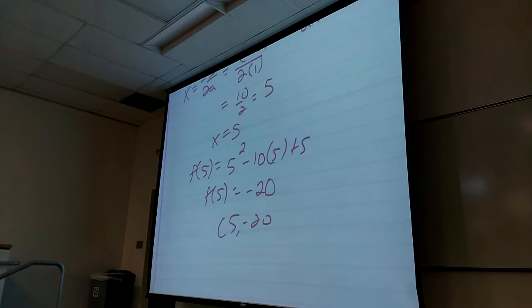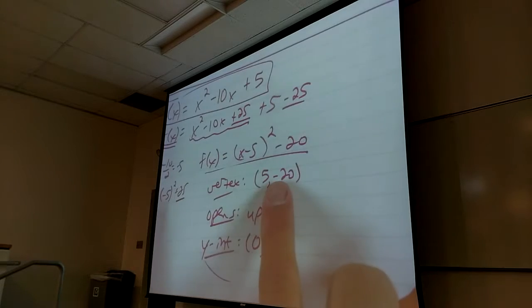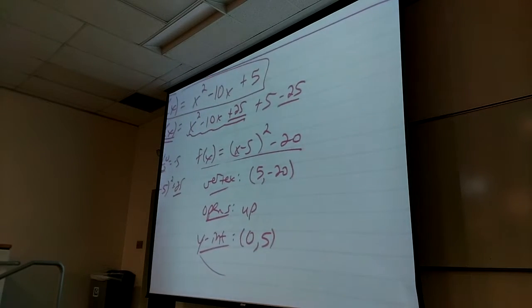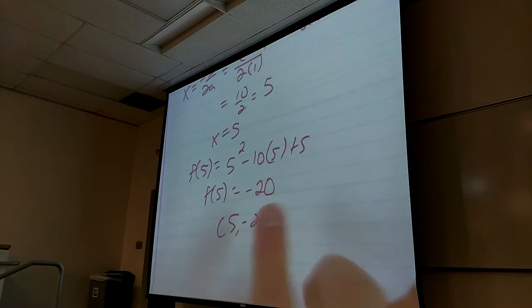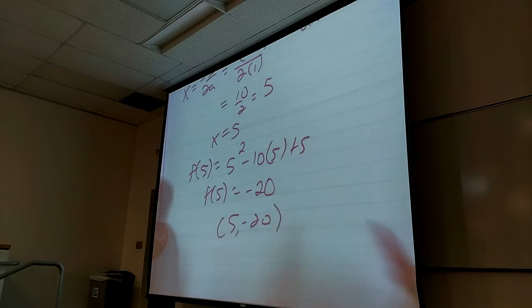What did we get for the vertex a minute ago? 5, negative 20. All right. So it's just a shortcut method to get the vertex. You don't have to put it into standard form unless they tell you to. If they just say find the vertex, screw standard form. Let me just do negative b over 2a.